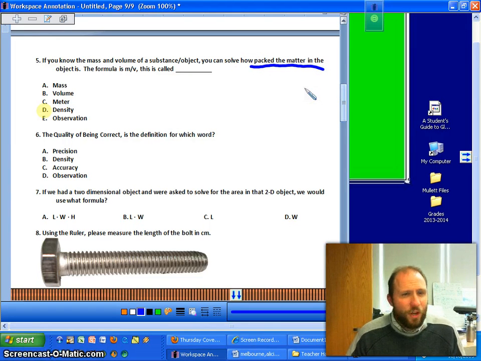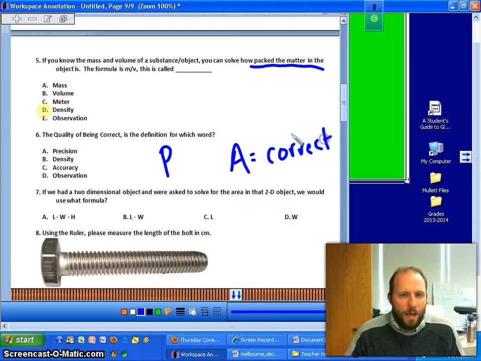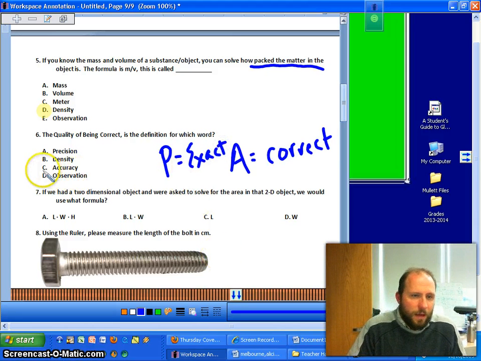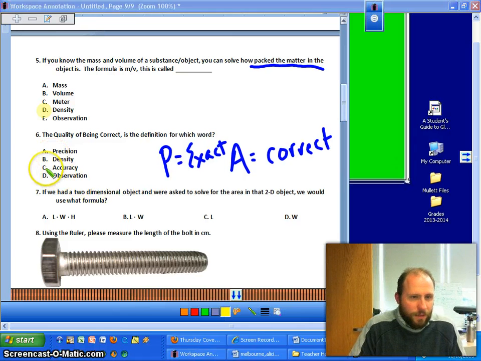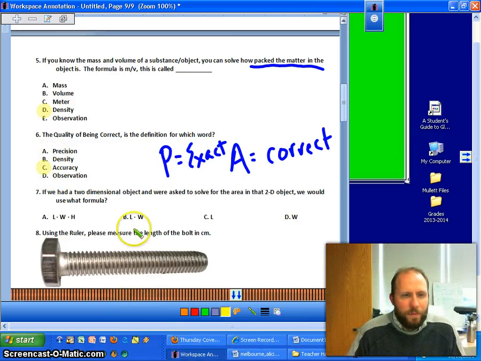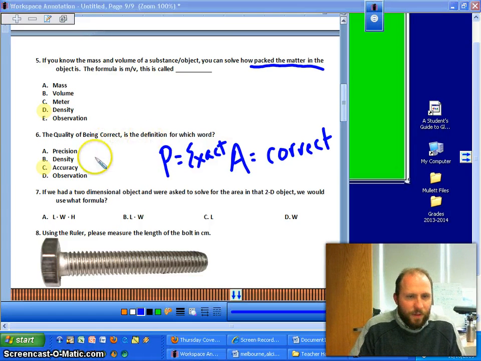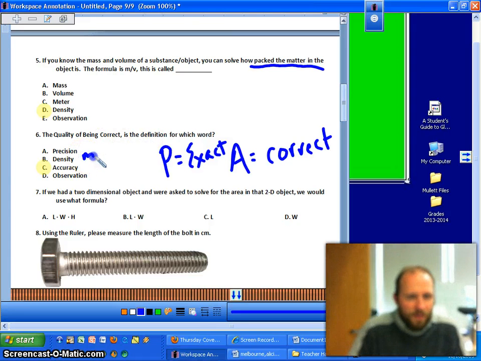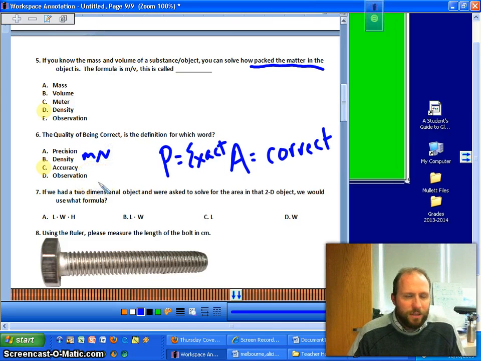Alright, the quality of being correct is the definition for which word. Got two main words you can use: there's precision and then there's accuracy. You'll remember that accuracy is being correct and precision is being exact. So the best answer here is going to be accuracy. You'll remember that density is its own definition, that's m divided by v, and observation, that's just using your senses to collect information.